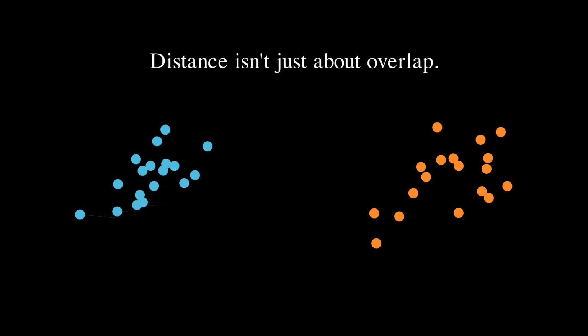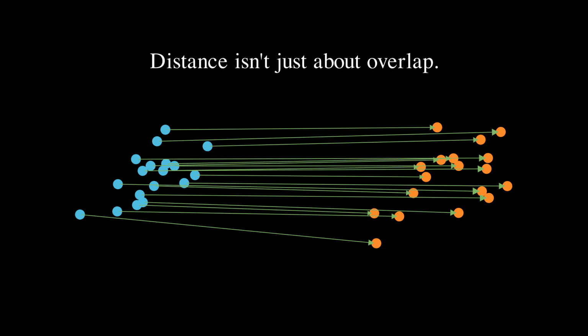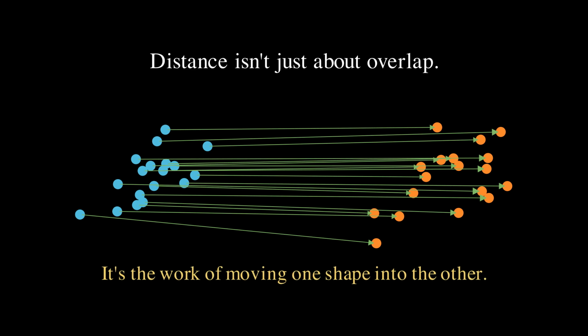And that's the whole idea. Distance between distributions doesn't have to be about pointwise overlap. It can be about the work of moving one shape into the other, one little bit of mass at a time. Less about comparing probabilities, and more about deforming geometries.